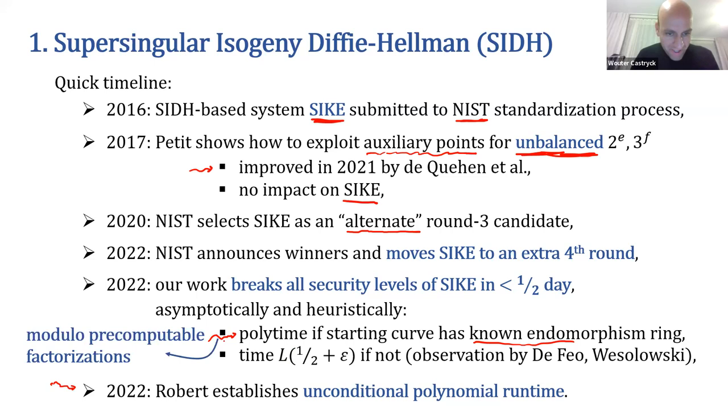Oh, I forgot to say this, but this is very important. Robert's work is really polynomial time unconditionally, but in our algorithm, we need to compute some factorizations. So we need to factor some large integers. These factorizations are not an issue in the case of SIKE. That's how we managed to do it. But asymptotically, this will become a bottleneck for our approach. Okay, but these factorizations only depend on 2 to the e and 3 to the f, so they are pre-computable.